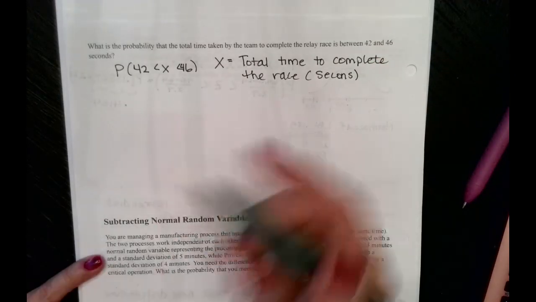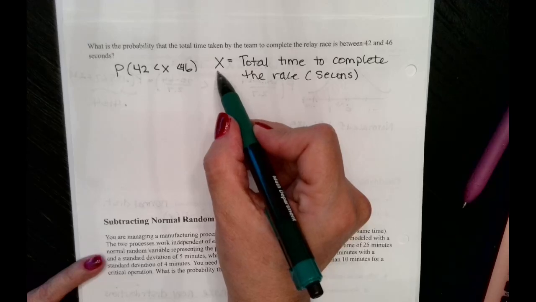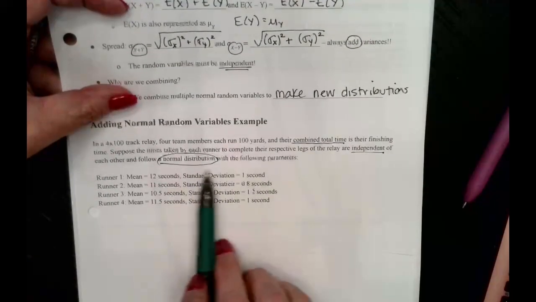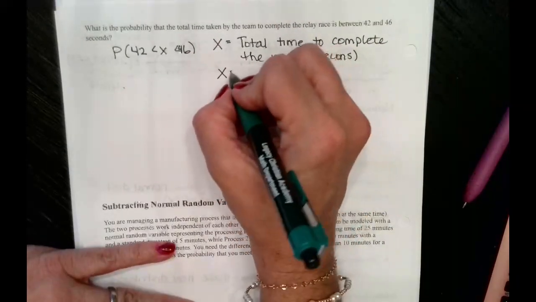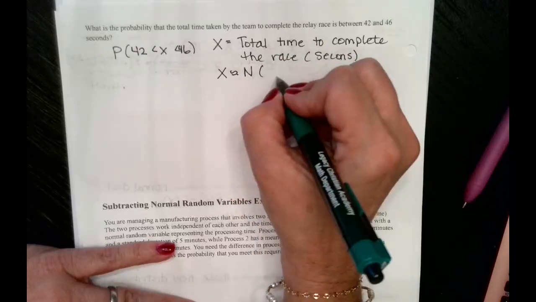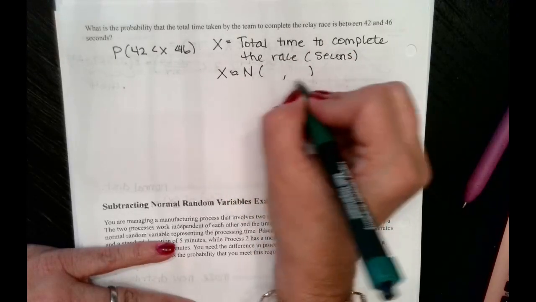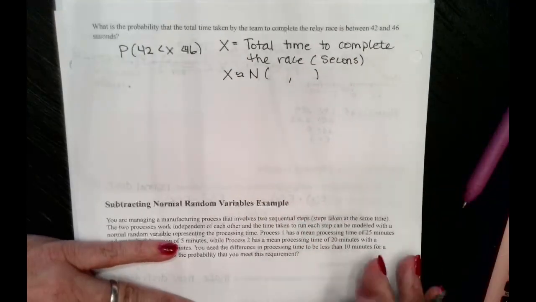Okay, now the other thing that I know about this is that it tells us on the other page here that all of the runners follow a normal distribution. So what I know here is that my random variable is going to be approximately normal, but what I don't know are the values that are going to go in here. And this is what I have to calculate.